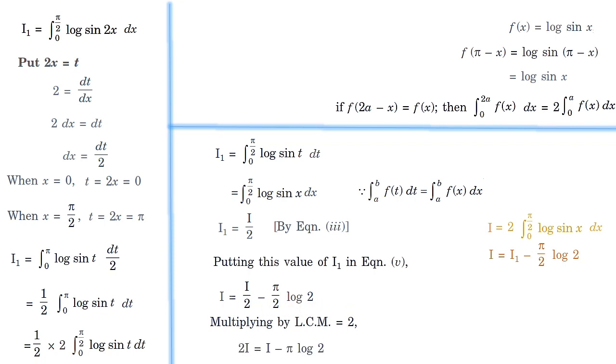That is 2 into I, 2I. Here when we multiply by 2, that 2 and these 2 will be cancelled. So I will be there. Here also when we multiply by 2, this 2 and the multiplied 2 will be cancelled. Only pi log 2 will be coming. This I we can bring to the left side. That is 2I minus I is equal to, on the right side there is minus pi log 2. So 2I minus I is I. So I is equal to minus pi log 2. So this is the answer.